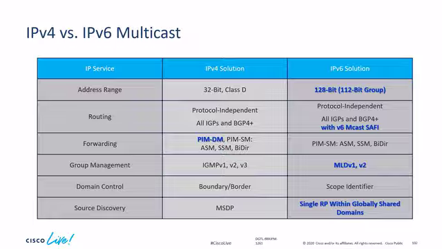From a source discovery perspective, in version 4 we have MSDP, and in version 6 we have something called embedded RP, where we can actually embed the rendezvous point itself inside an IPv6 address, and routers can extract that and learn the RP that way.